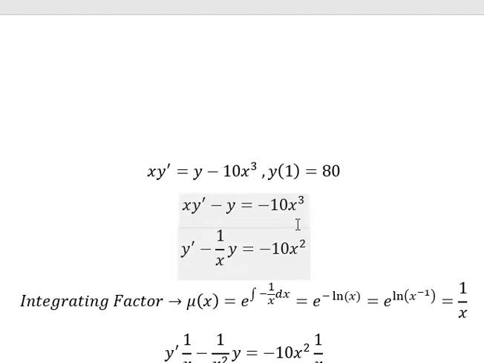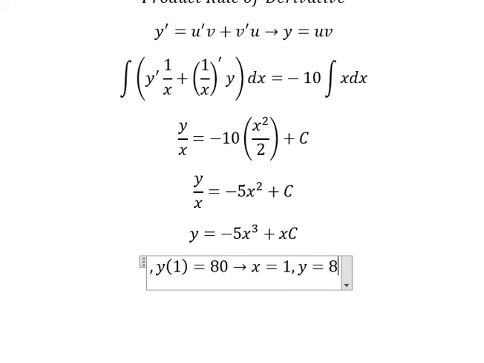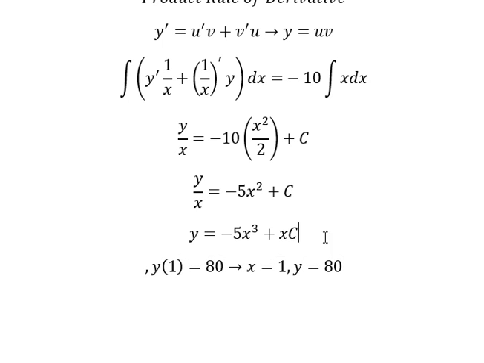Now, we have the condition. That's this one. So, that means when s equals 1, y equals 80. So, we put the value 1 in here, and 80 in here, to find c.